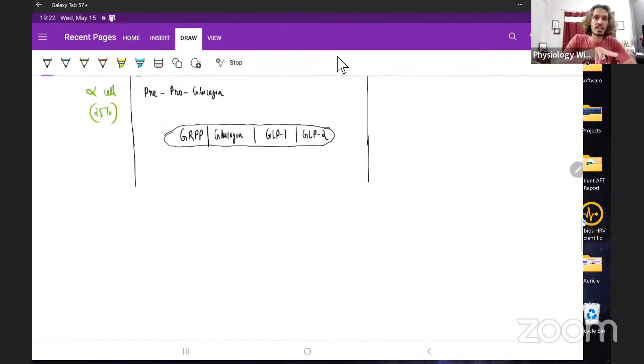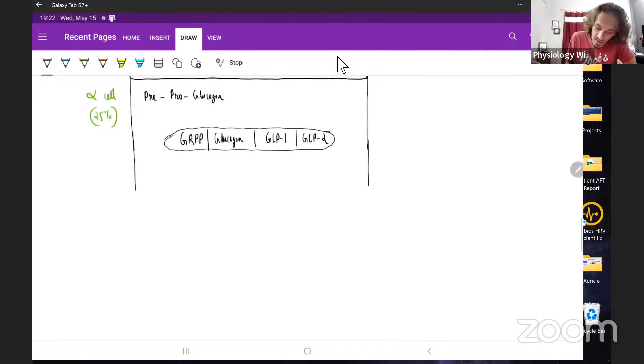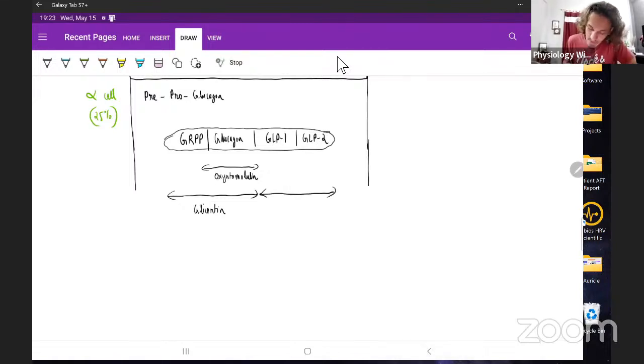It can be cut to give GRPP, glycine related polypeptide, or it can give glucagon, or it can give GLP-1 or GLP-2, or it can give something called glycentin. This component will become glycentin. Or from this component, you can also get what we call oxyntomodulin. And this component also together sometimes can come out, which is MPGF.